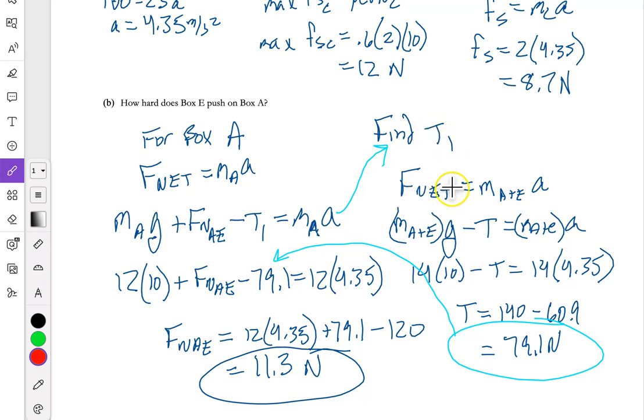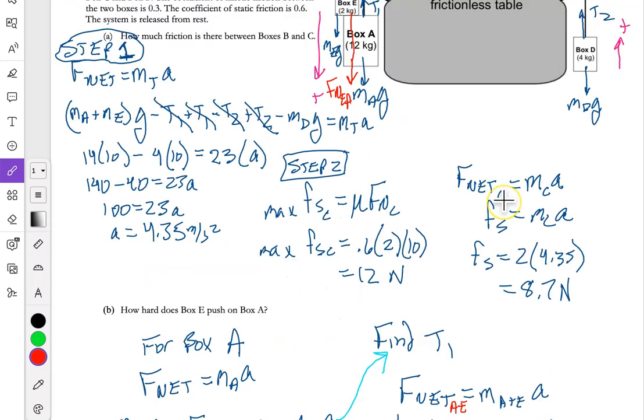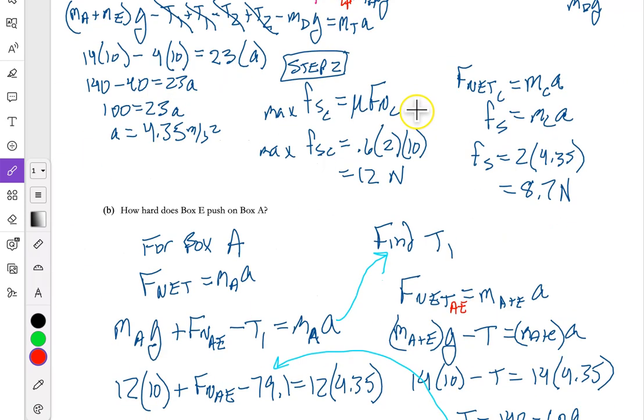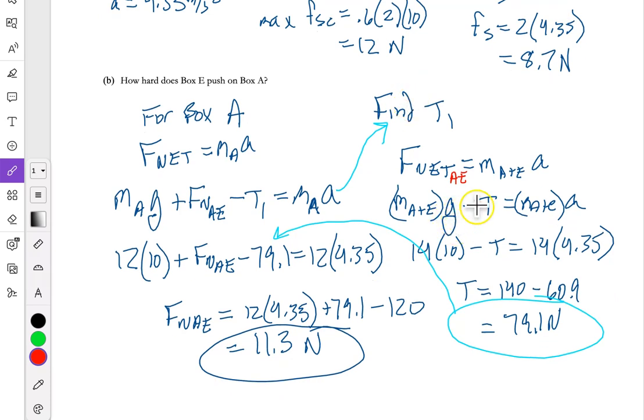easily because I can say the net force for the system of A and E block together is the mass of A and E block times the acceleration of A and E block, which we already know. So I went ahead and added the 12 plus the 2, got 14, gravity is 10. Subtract the tension that we don't know. So remember, we don't know what T1 is, and that's what we're going to have to try to find. So that's equal to the mass of A plus E times A.